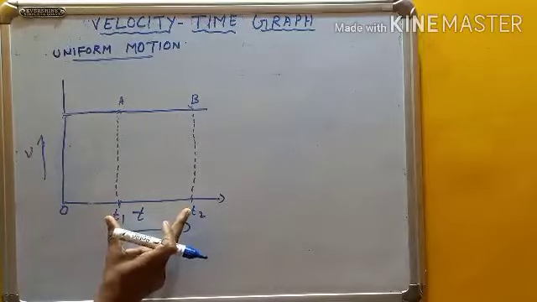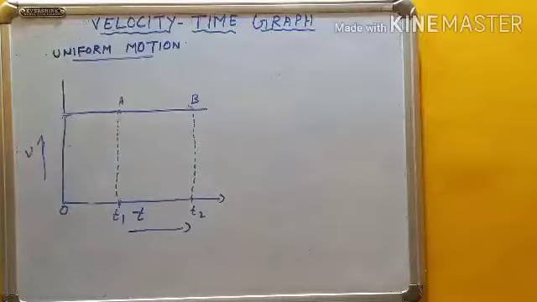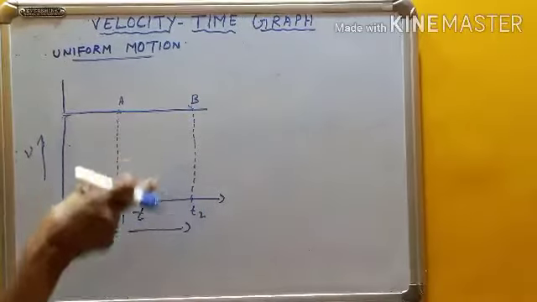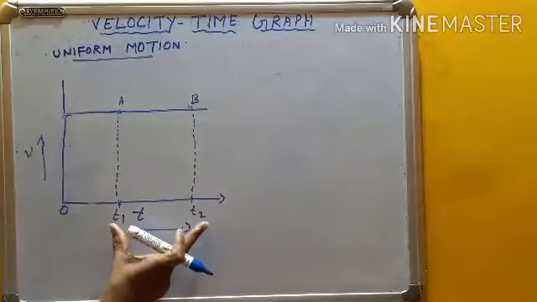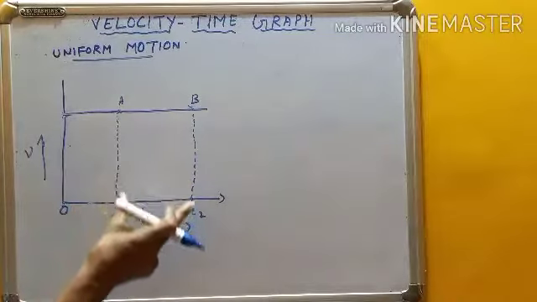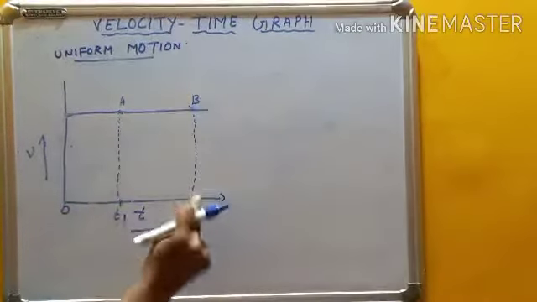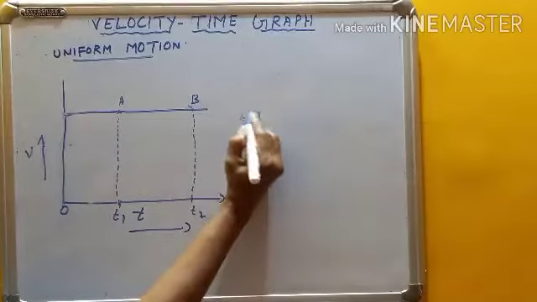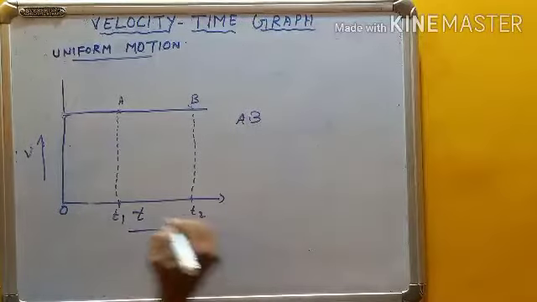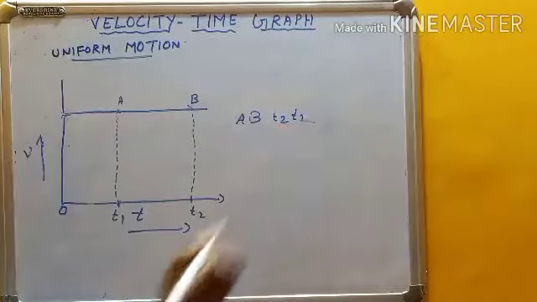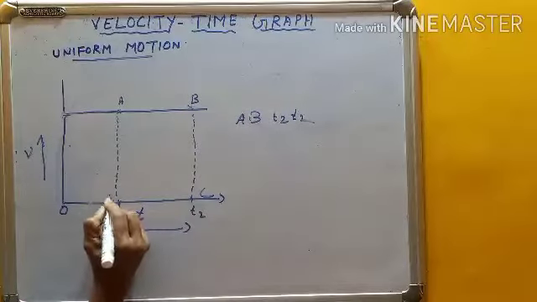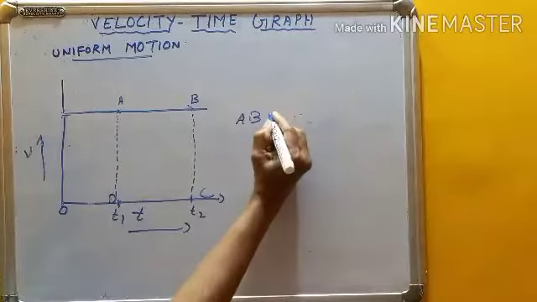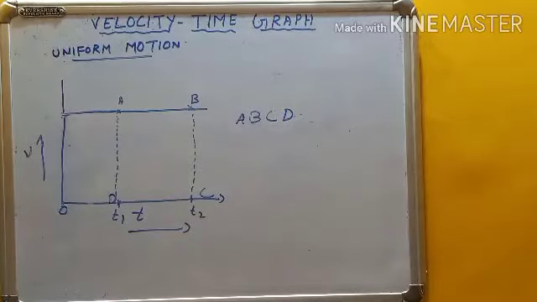In this time interval we have considered the two points A and B, and we are going to find the area under this graph. So area under the graph means, within the time T1 to T2, see, this is a rectangle. You can take the names A, B, C, D for the points. Instead of T1 and T2, you write that the area under the graph is the area of the rectangle ABCD.